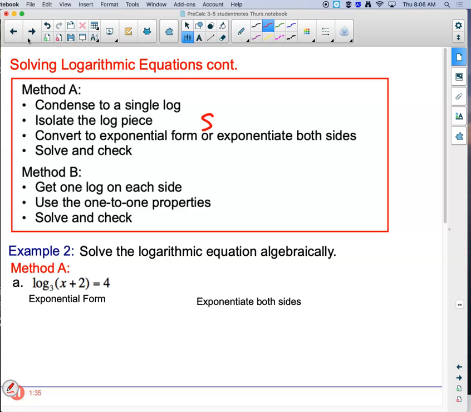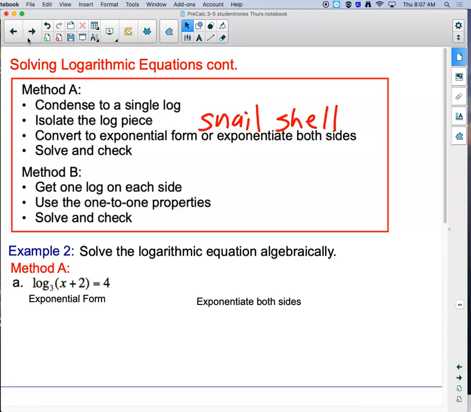And this again, the non-fancy way of saying exponential form would be by snail shelling. We'll do that. And then, like it says, solve and check, because with logarithms, we can get extraneous solutions. And we're going to look at that immediately and then talk about that as we go through these problems.